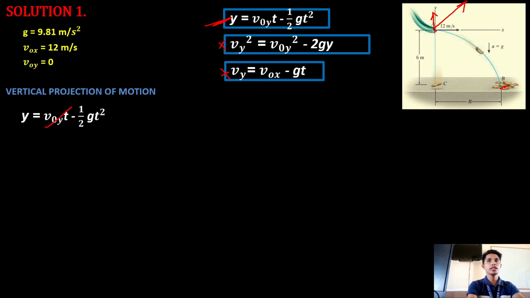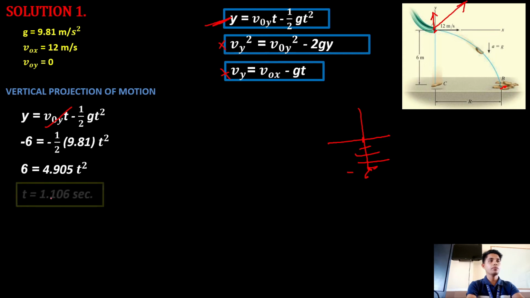So nandito yung initial natin. Kumbaga sa Cartesian plane natin, ito yung initial point, then nandito yung ating final point sa negative 6. Tama ba? So negative 6 equals negative 1 half g t squared. Magiging sagot natin, cancel yung negative sign, so magiging time ay 1.106 seconds. So ganun lang.